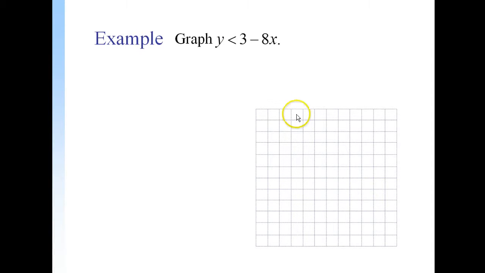Okay, now we are to graph this one. And what are you going to do? Well, the first thing I would do is put it in proper slope-intercept form. So y is less than negative 8x plus 3. So let's put some lines on our graph.